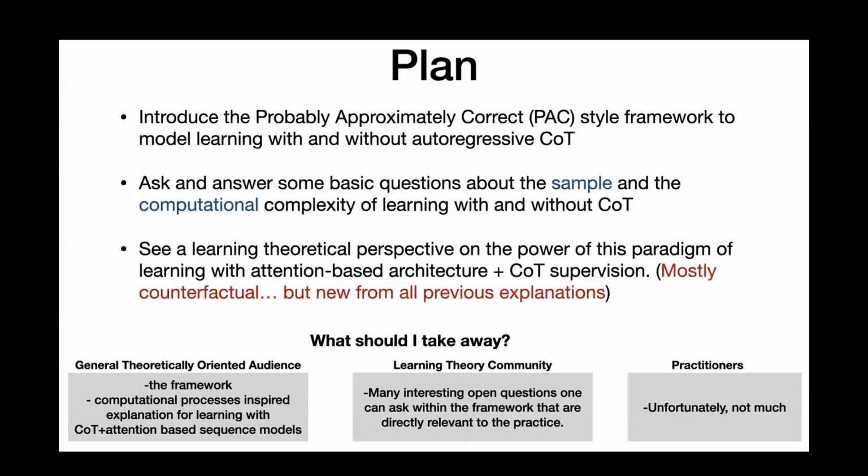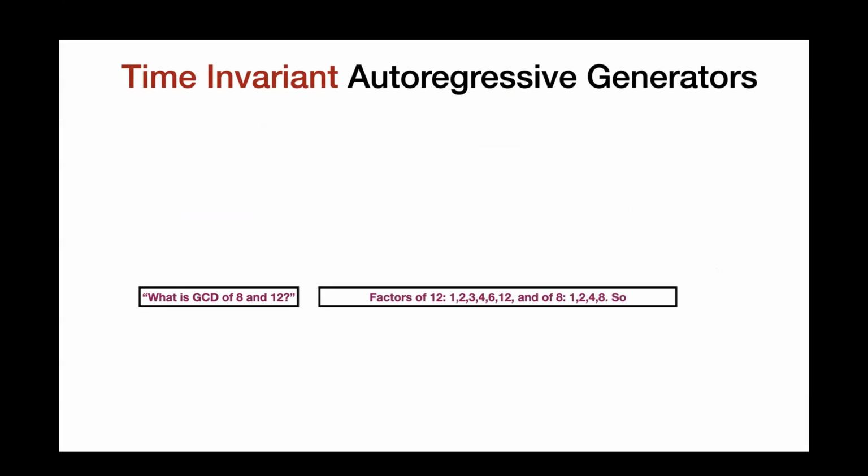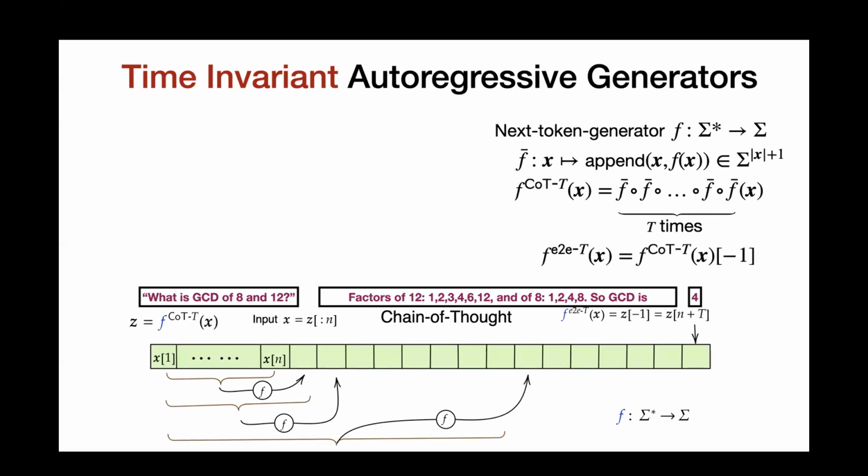So let's see. We are looking at a time invariant autoregressive generator. So the premise is this. When you ask these models a question like this, they generate a sequence of tokens and then they arrive at the final answer. So what's going on here is that you have a sequence to next token generator like a transformer, and you have some input sequence, which is a prompt, and you define this f bar operation, which is the output append operation. You just generate a next token and you append it to its own input, and that becomes a new string. And then you apply this f bar operation multiple times, depending on your generation length, how many tokens you want to generate. And then you take the last token as the output.